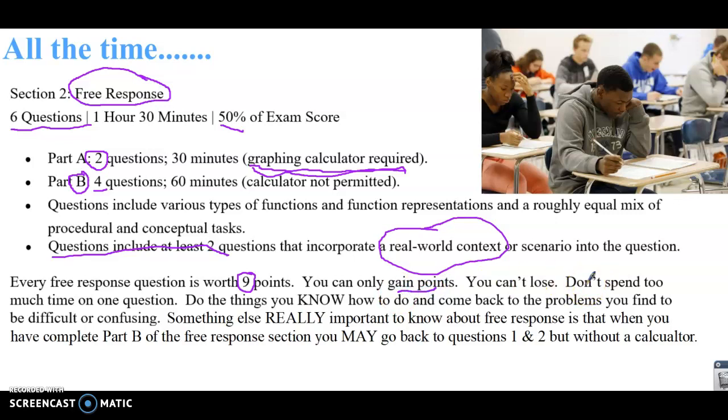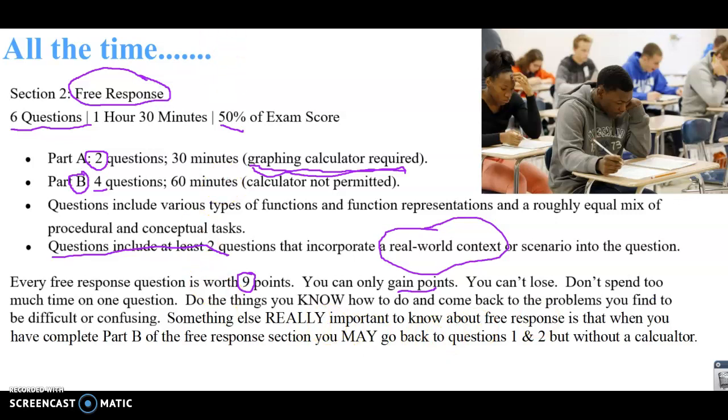Don't spend too much time on one question. Go find the things you know how to do. Do those and make sure you gain those points, and then come back to the things that you're not quite so sure about or that you find difficult or confusing. Sometimes you read a question and you think it's confusing, you go on, you come back and you read it again, and you realize that there's something that you didn't read or pay attention to the first time.